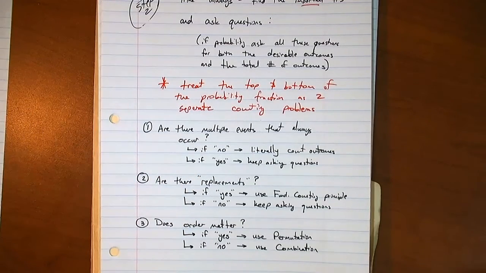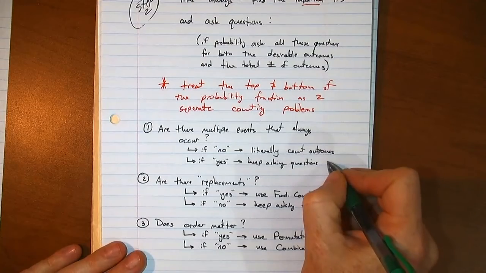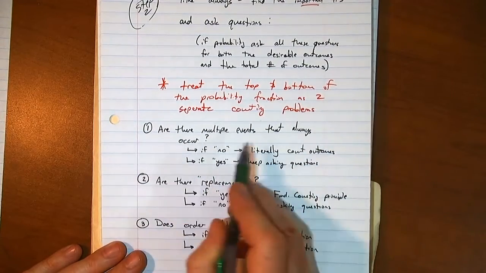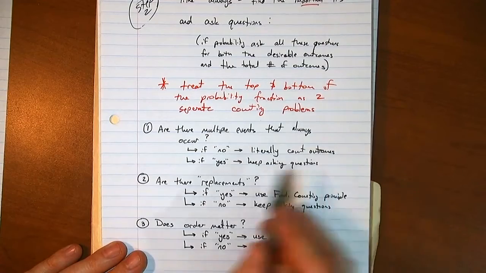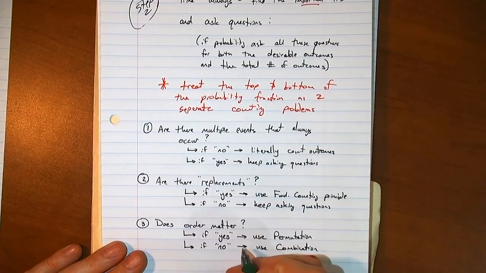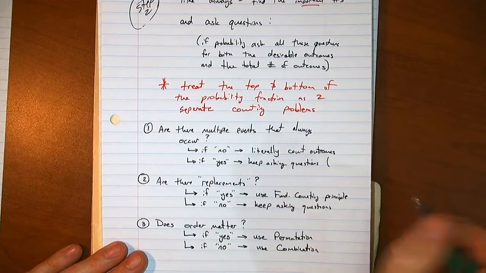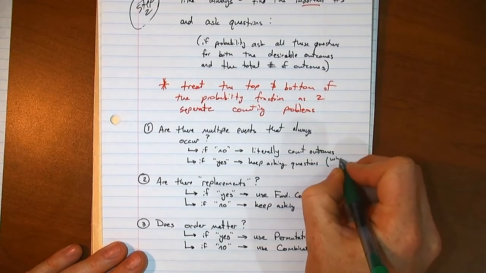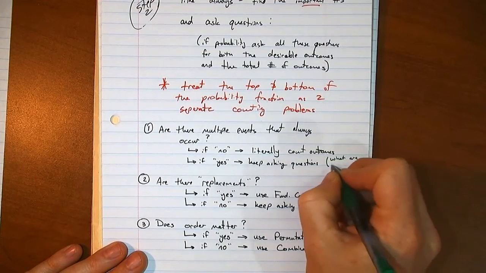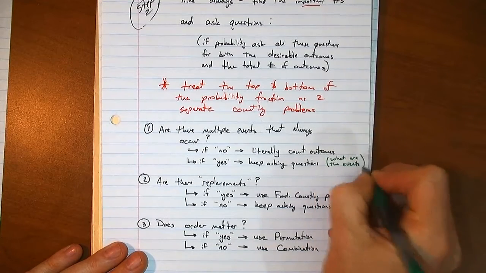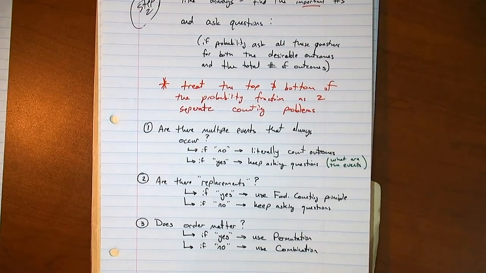Now, I do want to add one other comment that I should have set up here before. Hopefully you've got a little bit of room on this first question. Are there multiple events that always occur? If the answer is no, then we have to literally count. If the answer is yes, we're going to keep asking questions. But also, if the answer is yes, we need to make sure we understand what the events are.